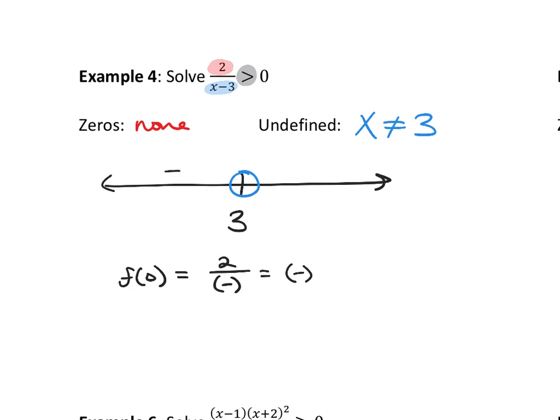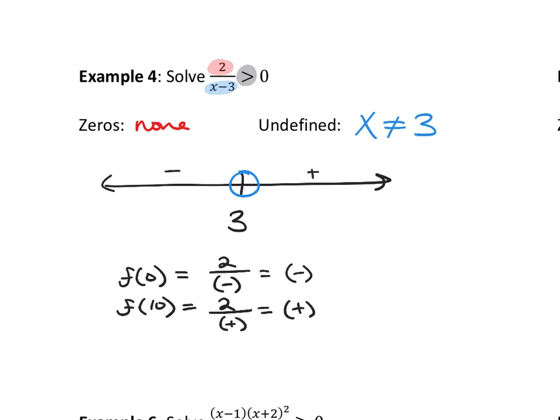What number do y'all want to plug in on the other side of 3? Which one? Great. I love plugging in 10. That's actually what I chose as well. If we plugged in 10 over here, it'd be 2 over 10 minus 3. Well, 10 minus 3 is some positive number, which means 2 divided by a positive number is still positive.